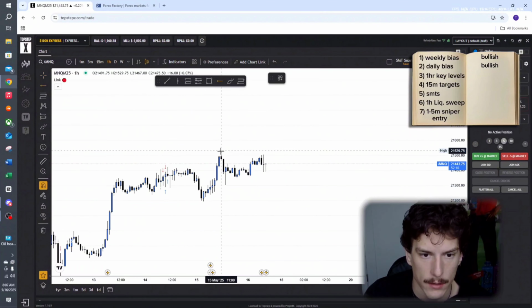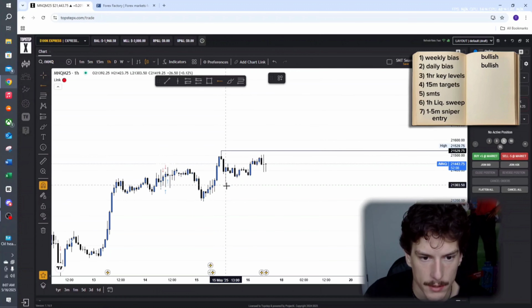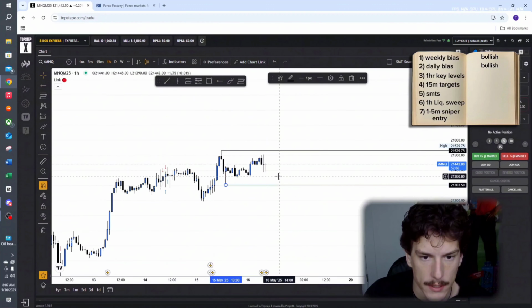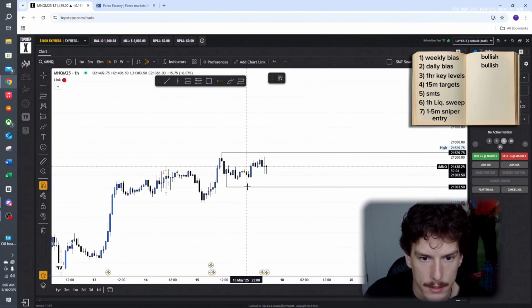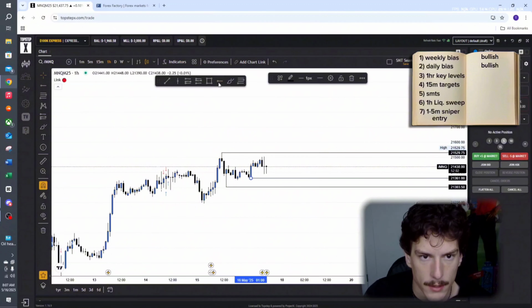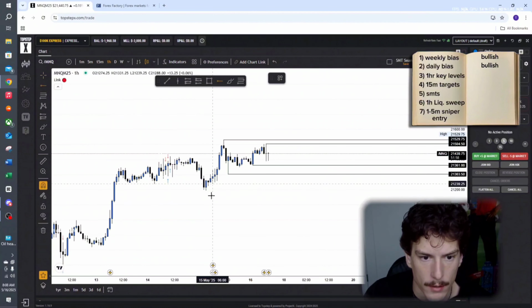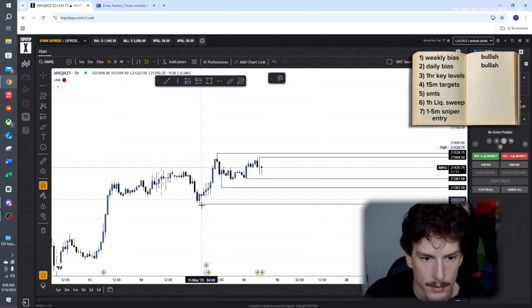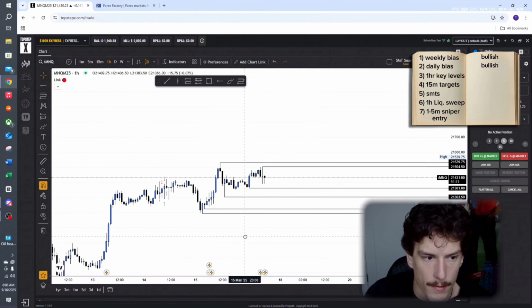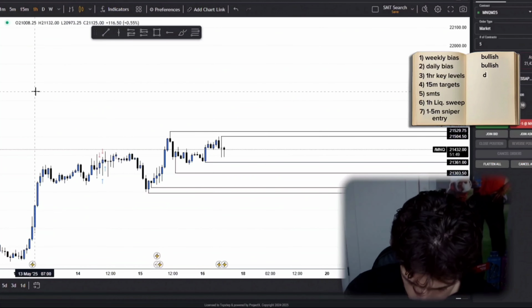So let's take a look. Some key levels that I see within the market. These range lows, range highs. Here, up here, down here. You could call this one a low as well, right? Sweet. Those are my key levels.